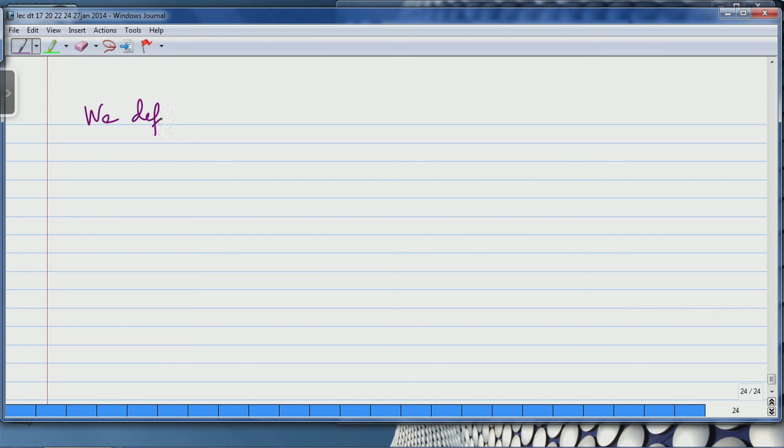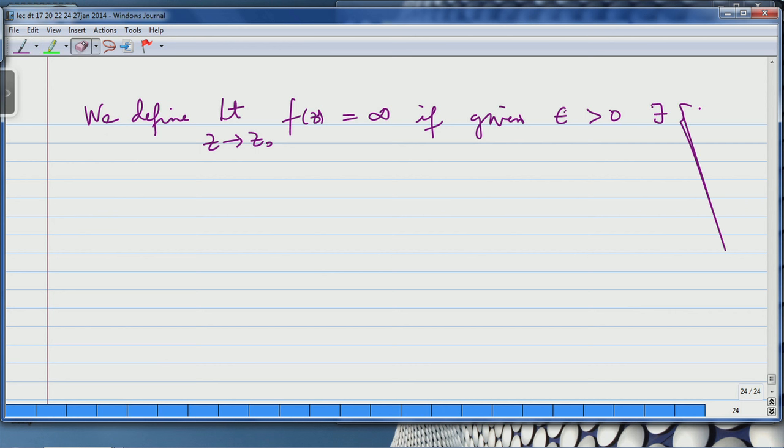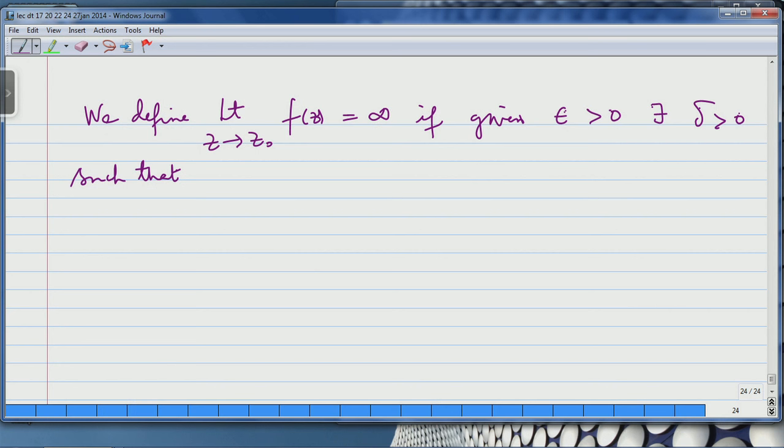We define the limit as z tends to z naught of f of z equal to infinity, if given epsilon greater than 0, there exists a delta positive such that the distance between f and infinity can be made lesser than epsilon, provided I make the distance between z and z naught lesser than delta. So let's translate that. Let me write it in quotes.